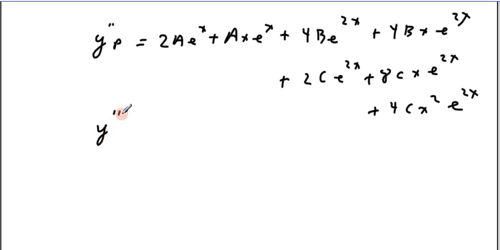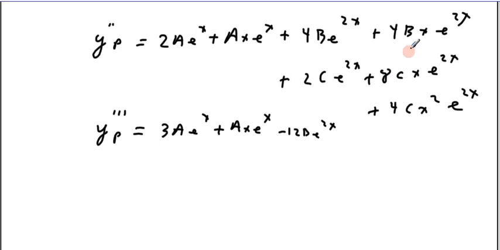y triple prime p. Okay, I've got 2 plus another one makes 3a e to the x plus ax e to the x. Then I've got 4, 8. I've got 8 b's. I have 4 more b's for 12 b's e to the 2x. Then I've got 8bx e to the 2x.